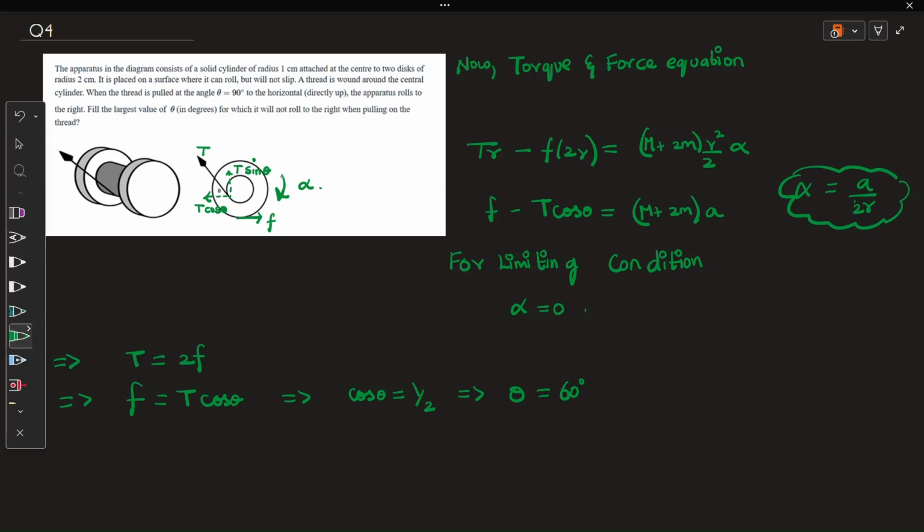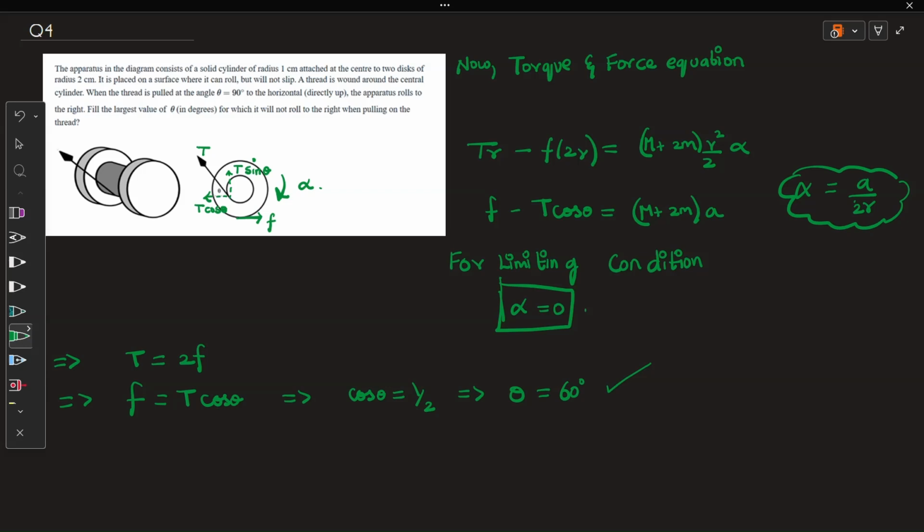Now, for the limiting condition, until it moves to the right, alpha is positive. If it moves to the left, alpha becomes negative. So for the maximum angle, alpha should be 0, right? That's the limiting condition. So I'm taking alpha as 0, so A is also 0. I'm equating these two things: F is equal to T cos theta and TR equal to F into 2R. From this I get T is equal to 2F, and F is equal to T cos theta. By direct comparison or taking the ratios, you can directly say cos theta is half. So theta is 60 degrees.